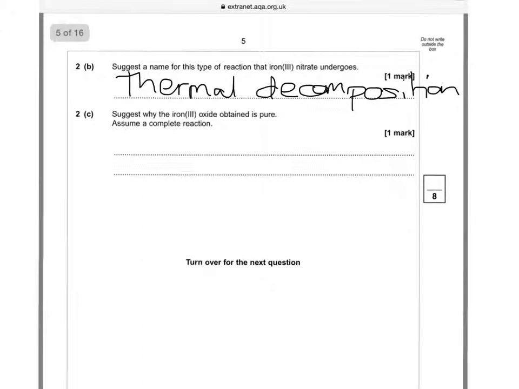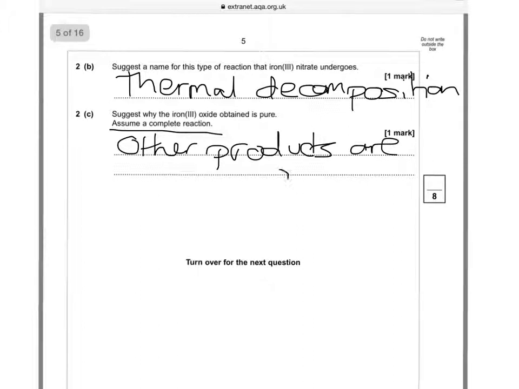Part C, suggest why the iron 3 oxide is pure. Assume a complete reaction. So that means there is enough heat, they have heated it for long enough. What they're looking for you to do is to look at the reaction a little bit more carefully and look at the other products. You will see that all the other products are gases. So therefore, they are just going to escape. So you are going to be left with just that solid iron oxide. Okay, those are just 2 that they've put in at the end to give a couple of extra marks.